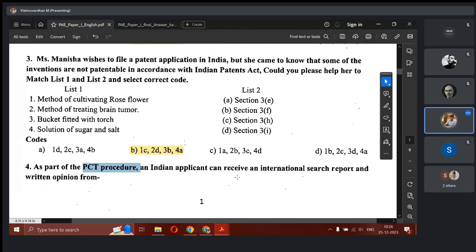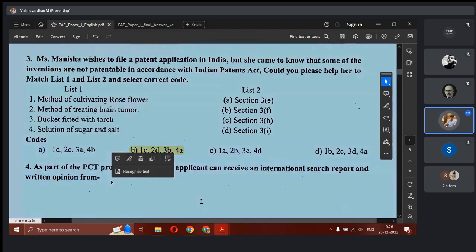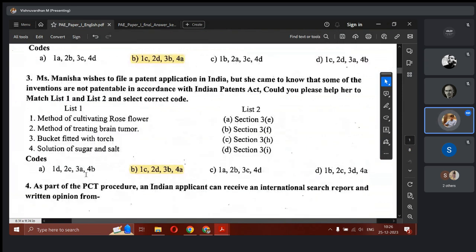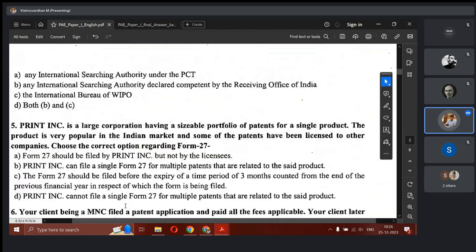An Indian applicant can receive an international search report and written opinion from. I already told you, right? When you file the PCT application, you'll have to select your international search authority, right? So he will receive the international search report from. The options are: A, any international searching authority under the PCT; B, any international searching authority declared competent by the Regional Office of India; C, the International Bureau of WIPO; and D, both B and C.